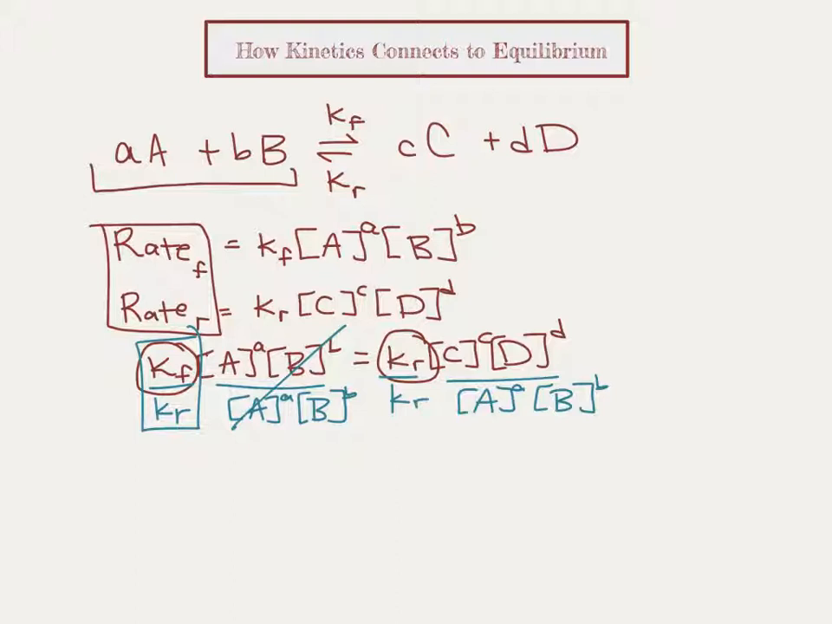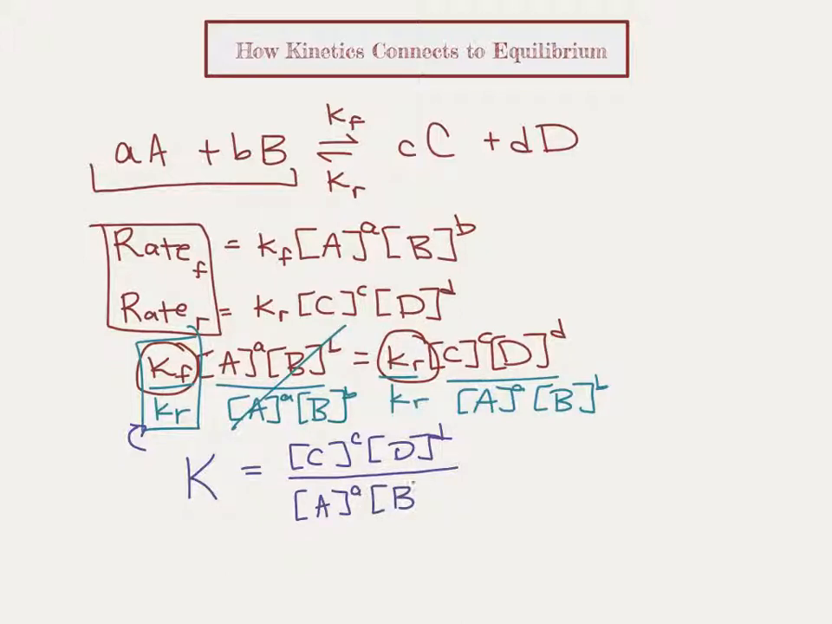At this point, this ratio is so helpful that we end up giving it a totally new name. We call this the equilibrium constant. The equilibrium constant will be equal to the concentrations of the products to the power of their stoichiometric coefficients divided by the concentrations of reactants to the power of their stoichiometric coefficients.